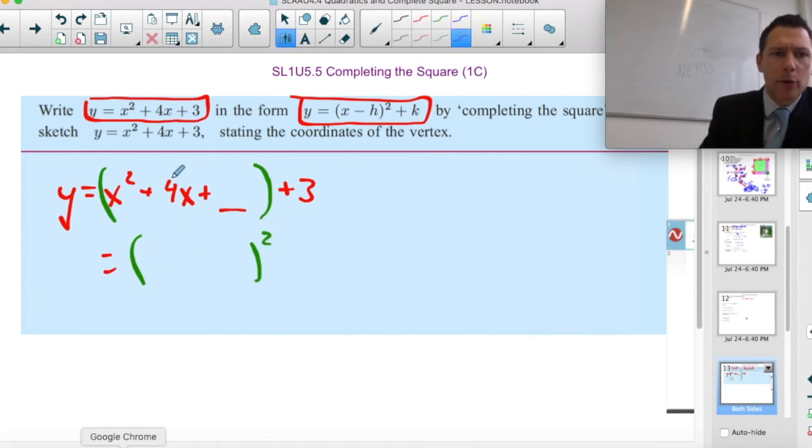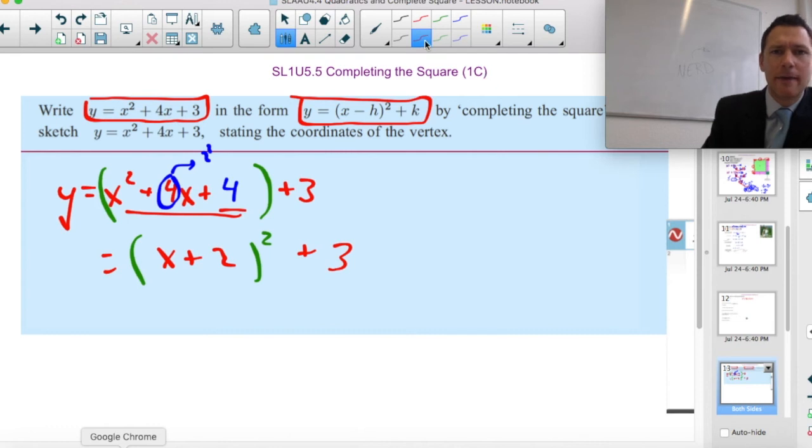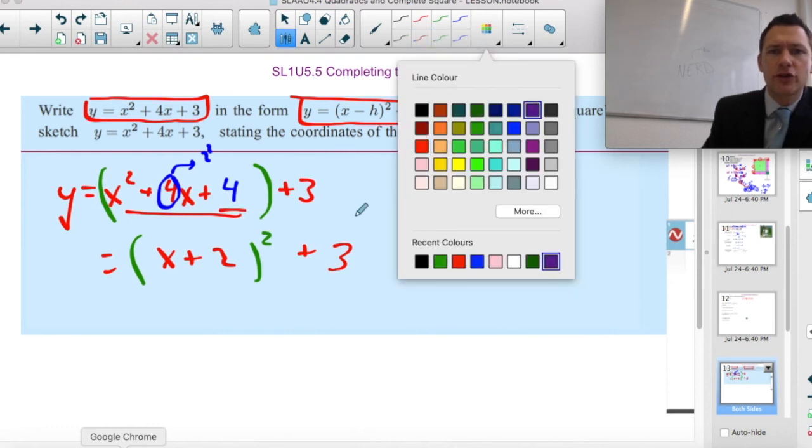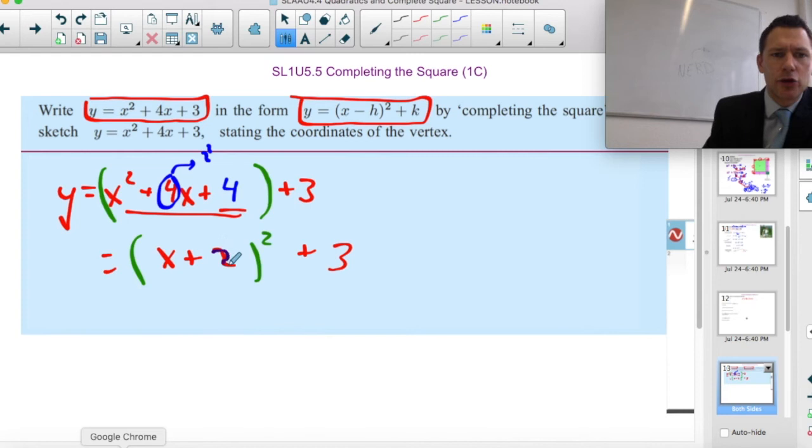And this component, the b term, we can cut in half, 2, and then square it, 4. And if we do that, what's nice is we can factor this entire thing into x plus 2 squared. And the 3's still hanging out here, like, hey guys, wait for me. The only issue is we just gratuitously added 4 to the equation. And you can't do that.